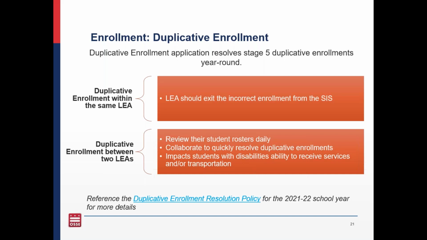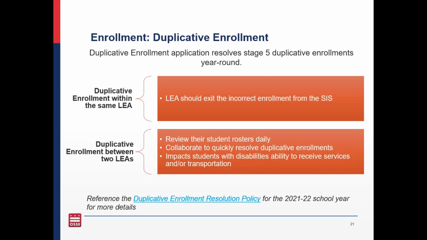So if an LEA has a duplicative enrollment within the same LEA, they should fix that in their student information system. And for duplicative enrollments between two LEAs, they are to review their student roster daily, collaborate quickly to resolve duplicative enrollments, and we have a duplicative enrollment resolution policy that provides guidance on how LEAs are supposed to resolve duplicative enrollments.